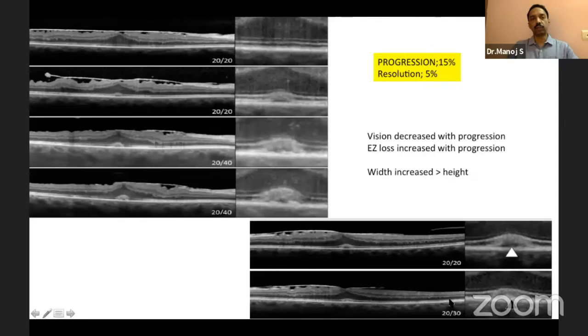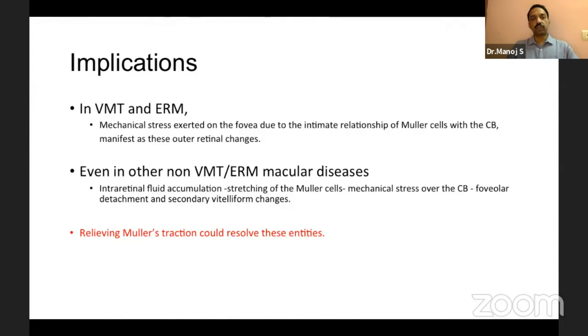All these changes sometimes can be progressive. So as this picture showed, when there is a progressive traction of the epiretinal membrane, these changes may shift from one stage to another. And with progression, studies have also shown that there is a progressive loss of the underlying ellipsoid zone and therefore progressive loss of vision. Now, these central bouquet abnormalities are not just seen in surface traction abnormalities.